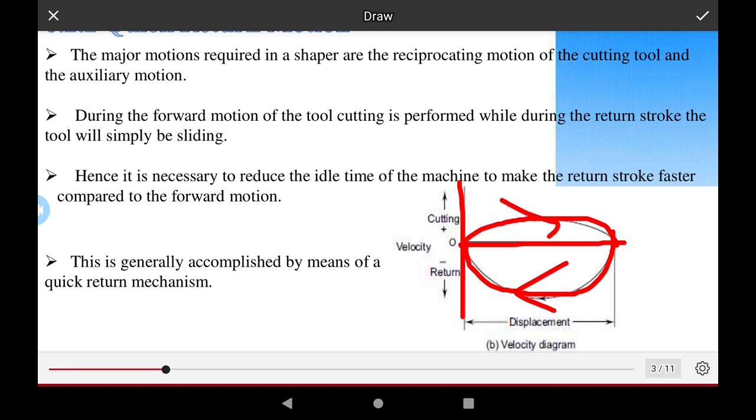This is the initial point of the tool. This motion is the cut for the metal. This is the direction of motion of the tool, and this is the cyclic motion and the return of the cycle. The point is considered at the center.